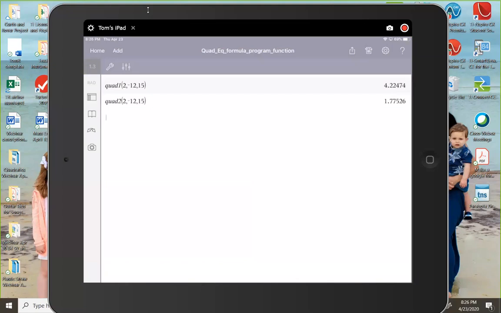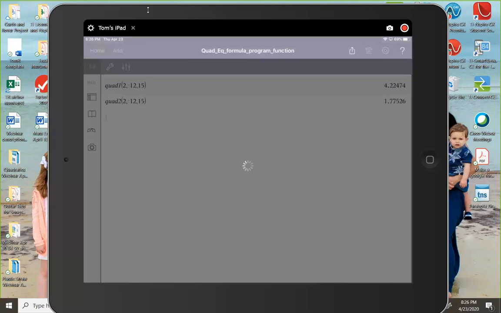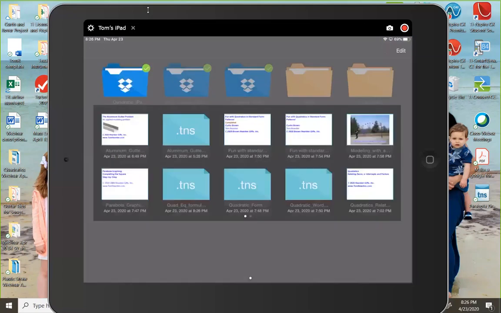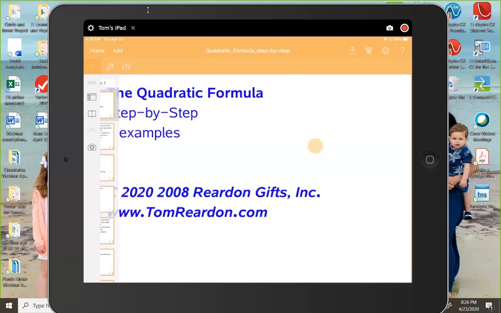So one of the things I also love about Nspire, and I'm hoping that's what most of you use, is to be able to use this as a tutorial. I have a tutorial that goes through step by step, two examples. And I like the students to use this basically as a teacher sitting next to them.